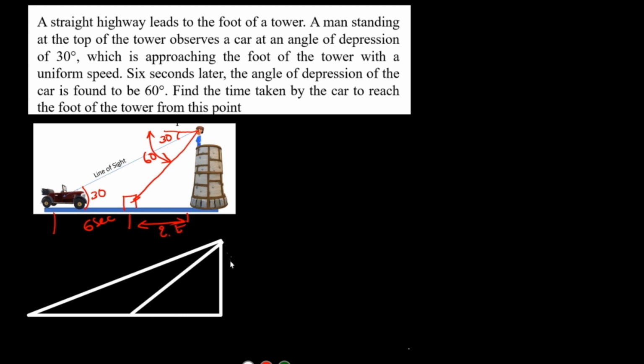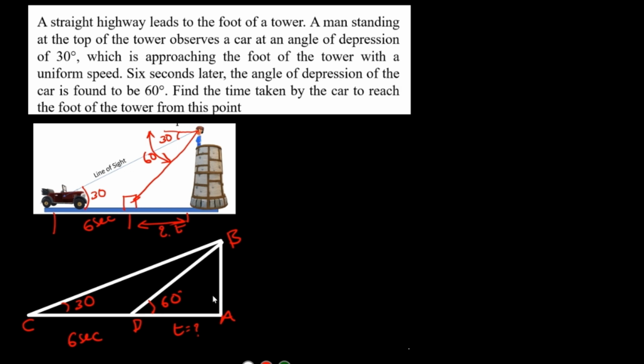Let's now name the points. Let's take AB as the tower. Initially the car is at point C, the starting position of the car. After 6 seconds, the car reached the D position. They asked the time taken to reach from the D point to the A point. Let's take T as the time to reach from D to A. Travel from C to D takes 6 seconds. The given angle is 30 degrees, and this is 60 degrees. So what distances do we not know?